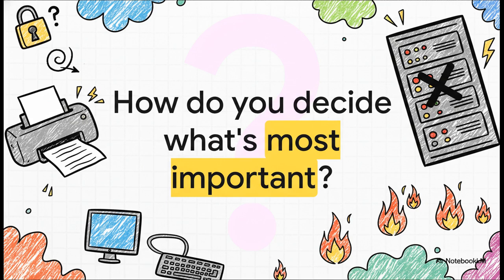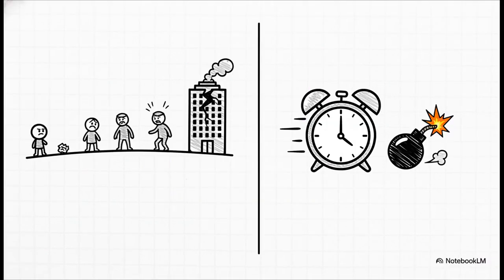So how does an IT technician objectively decide which fire to put out first? Well, it really comes down to two key questions. First, what's the severity? In other words, what's the actual business impact here? Is this a minor inconvenience for one person, or is it a critical failure for the entire company? And second, what's the urgency? How fast does this thing need to be fixed before it gets even worse?